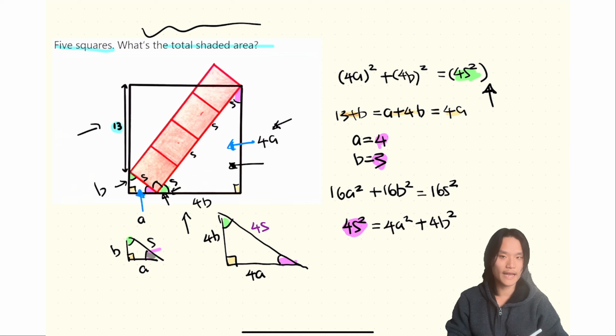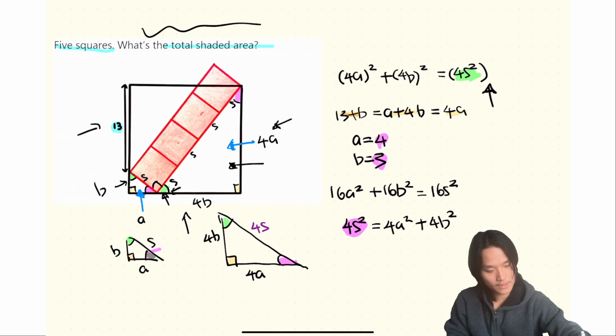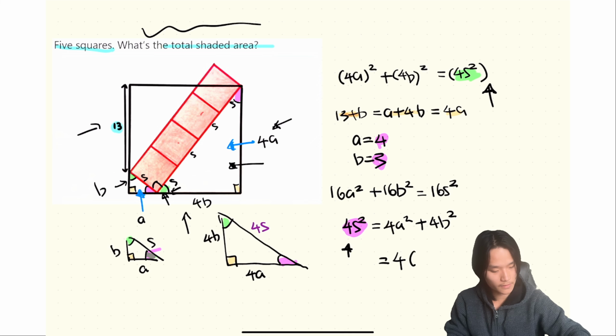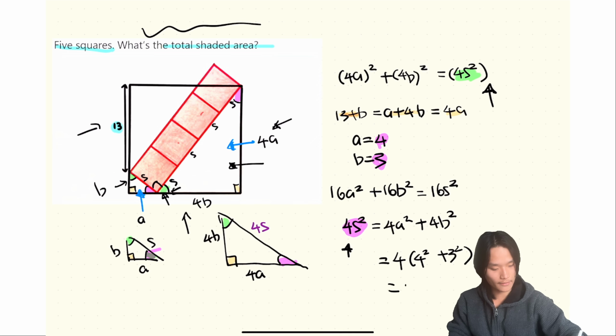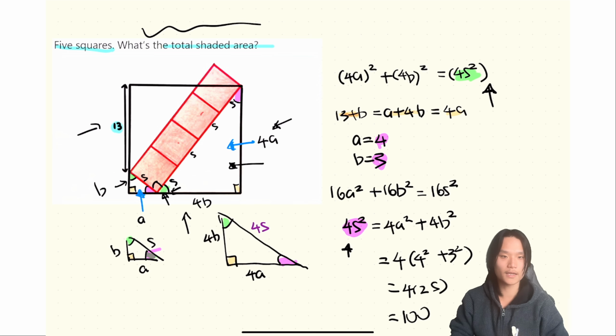So we don't even have to find the individual value of s. All we have to do is, because we already know the values of a and b, substitute them in. 4 squared plus 3 squared, that's just 25. And 4 times 25, that's just 100. And that's our answer. How amazing.